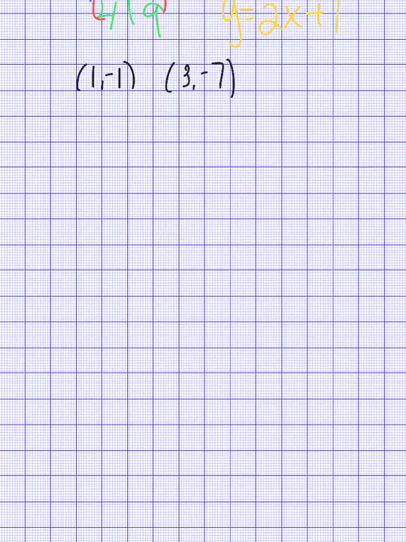We still have to find the slope and y-intercept. So we still have to find what m equals. We still have to find what b equals, and then we can write our equation. So the easiest thing to find first is the slope. Remember, the slope is the change in y over change in x.